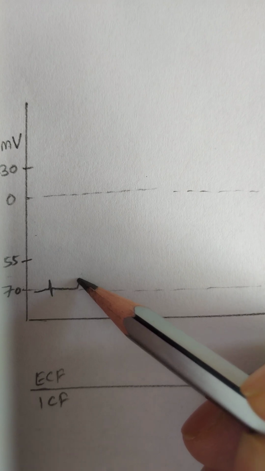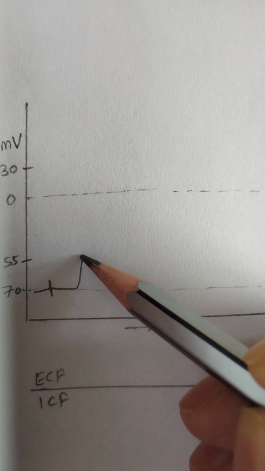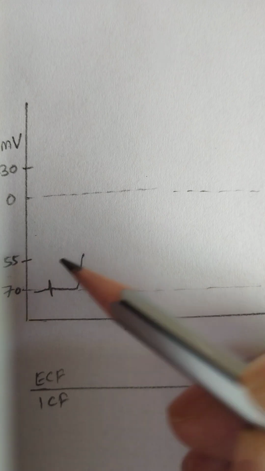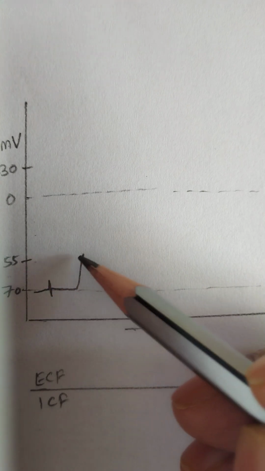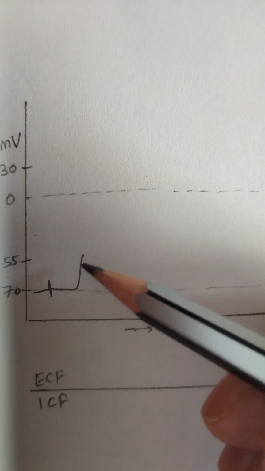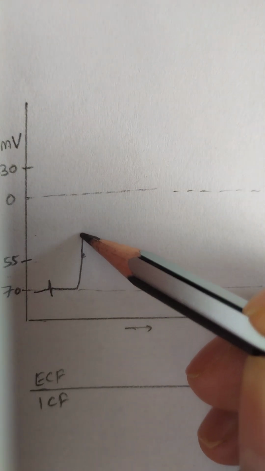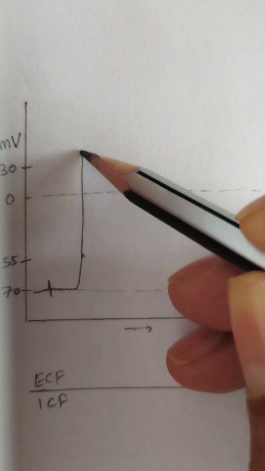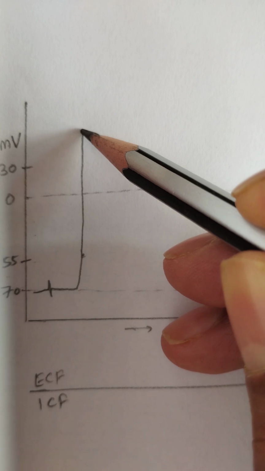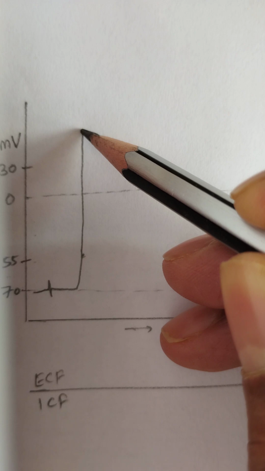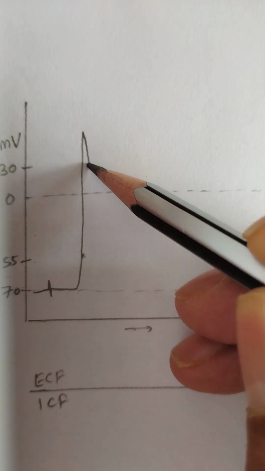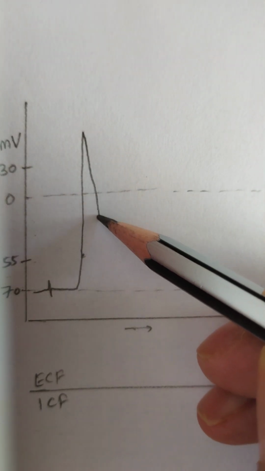So then it is initial depolarization, which is going to reach the threshold level, and the next phase is rapid depolarization where the membrane potential is going to reach plus 35. Then the phase of repolarization. So this is the phase of repolarization.